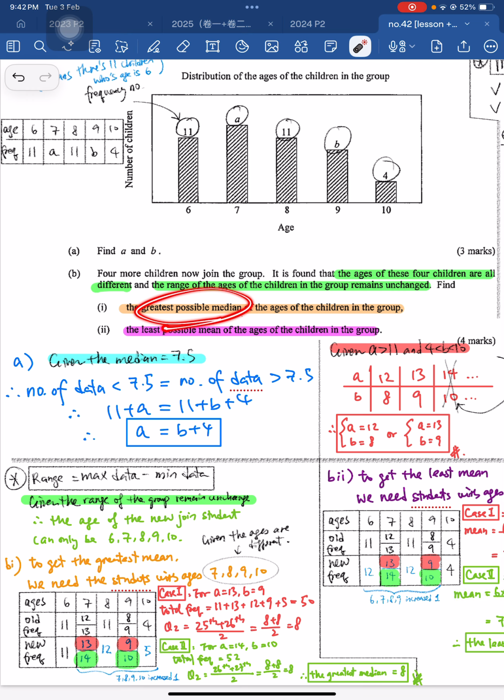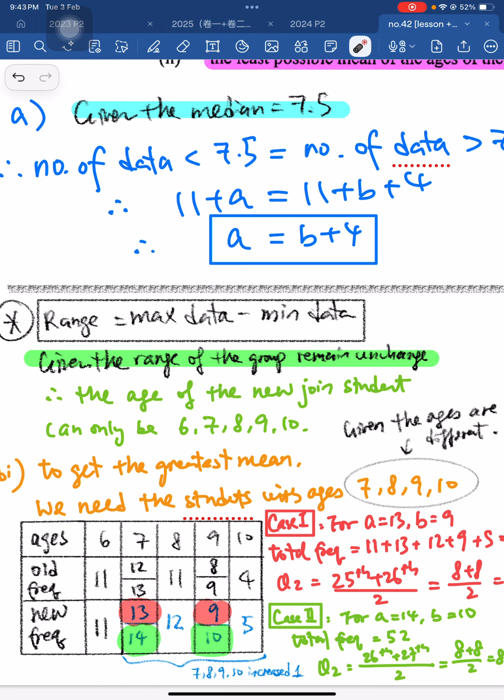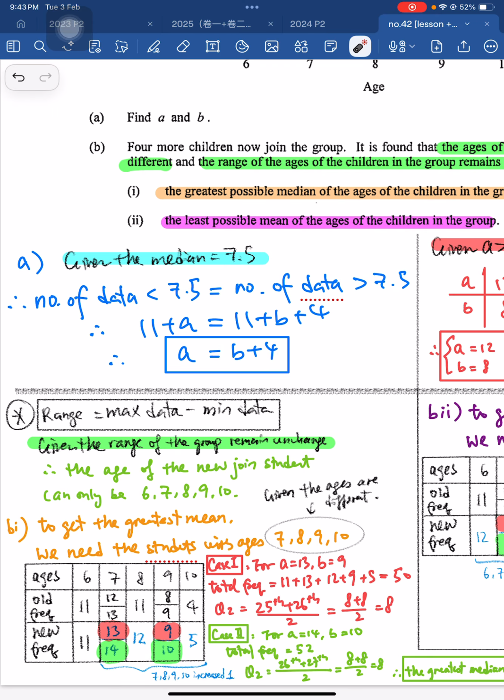To find out the greatest possible median, we need the ages of the students to be as large as possible, which means that we need to take 7, 8, 9, 10. And then we can think about the different cases. So we're using the table here for the original data.